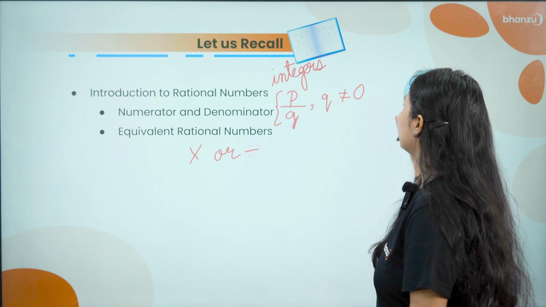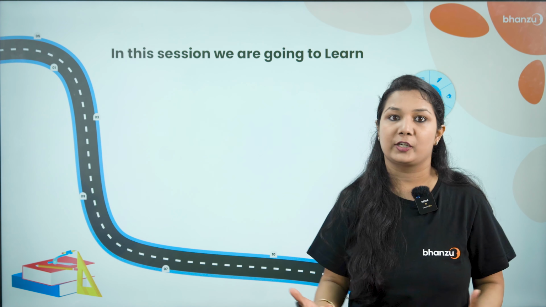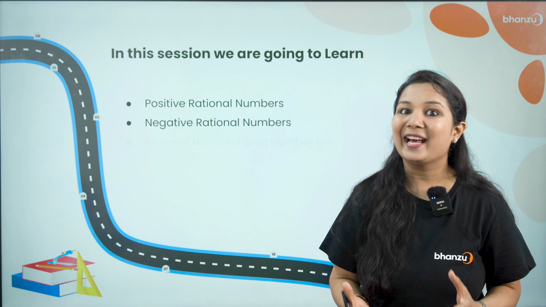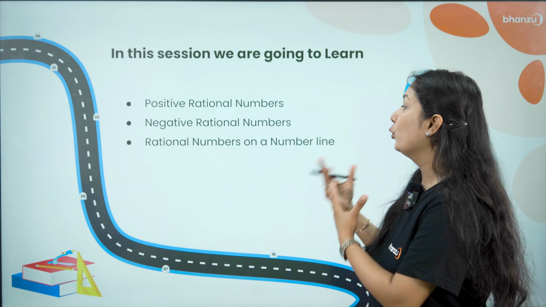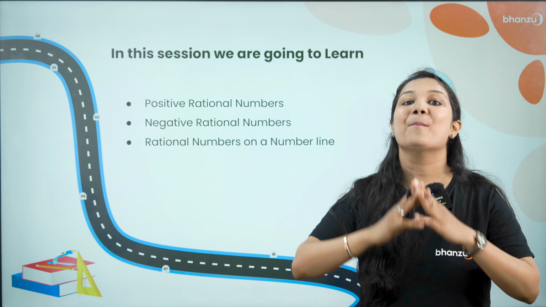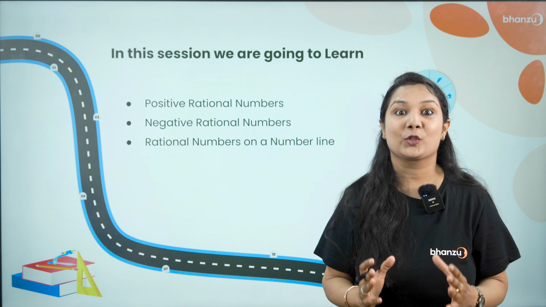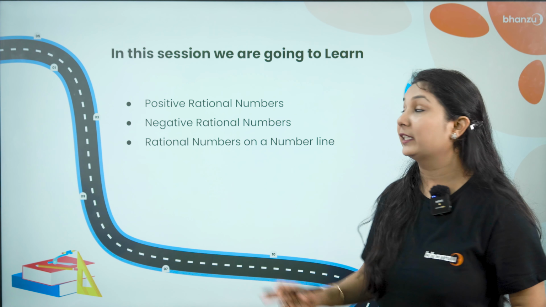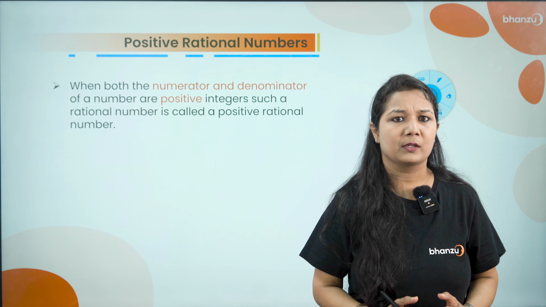So let's move ahead and see what we are going to cover in today's session. Today we are going to talk about what are positive rational numbers, what are negative rational numbers, and also how do we represent rational numbers on a number line, which is going to be very interesting. So let's get started with the first topic for the day, that is positive rational numbers.